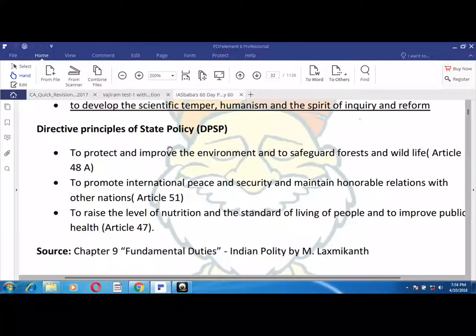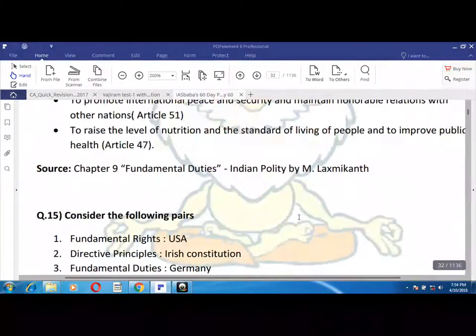Directive principles of state policy: to protect and improve the environment and to safeguard forests and wildlife, Article 48A; to promote international peace and security and to maintain honorable relations between nations, Article 51; to raise the level of nutrition, Article 47, and the standard of living.